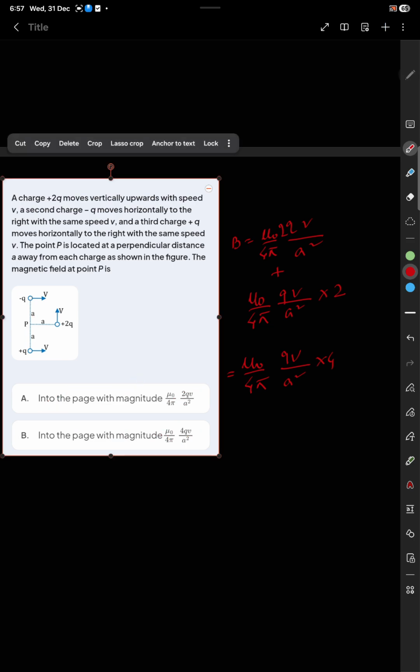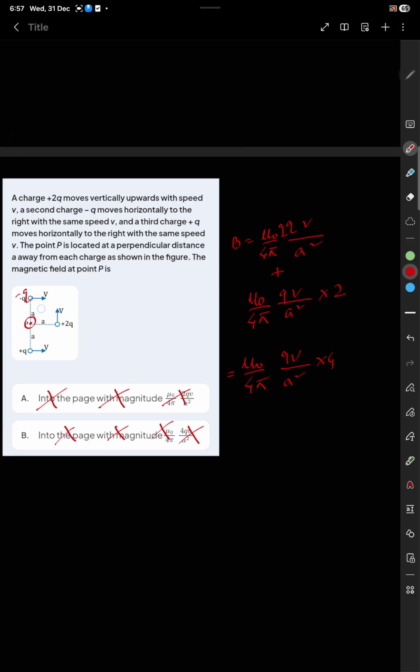The direction you can find out as you may do two things. First, you may apply dl cross r. R is in which direction? For this charge, this is in this direction, so that is minus a into i cap, and dl, the charge moving in this direction, is in j cap. So j cross minus i cross j is k, so j cross minus i is minus k, and for minus that will be plus k.